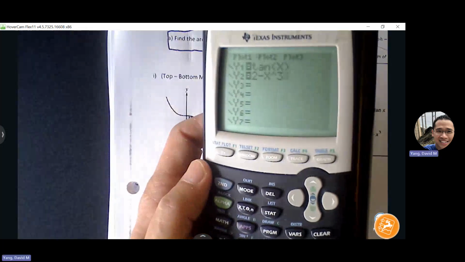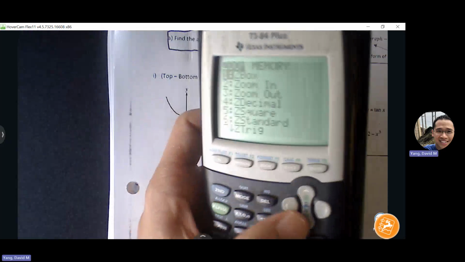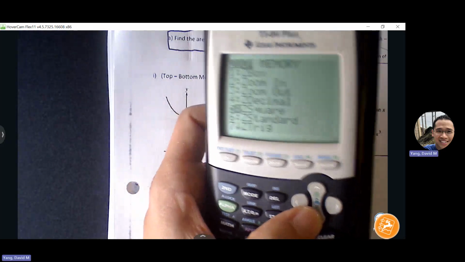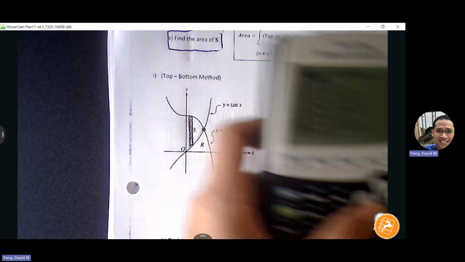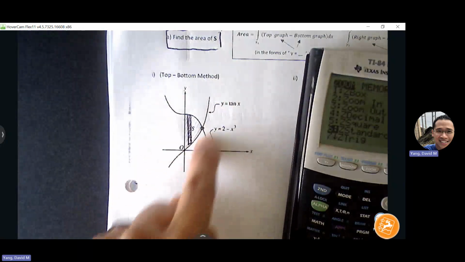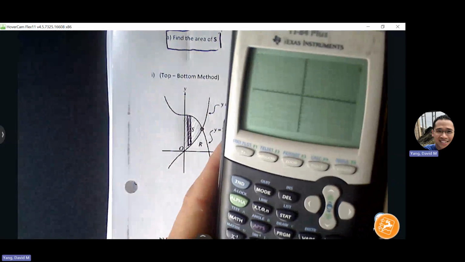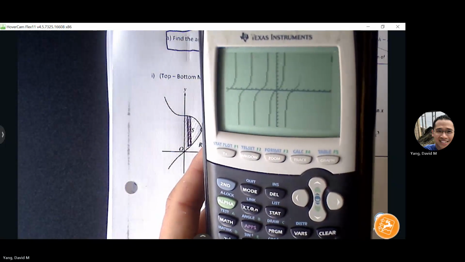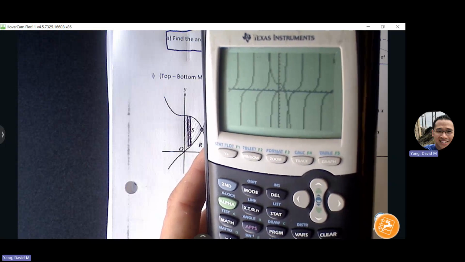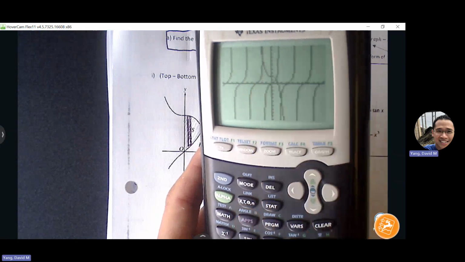So I have tangent of x and 2 minus x cubed. If you do zoom 6, it'll take you to a negative 10 by 10 window, which is probably a lot more than we need. This is just going to be a very small region in the first quadrant, but I think it's good just to start off with zoom 6. It's just this little sliver of area here. So we're going to really zoom in on that.